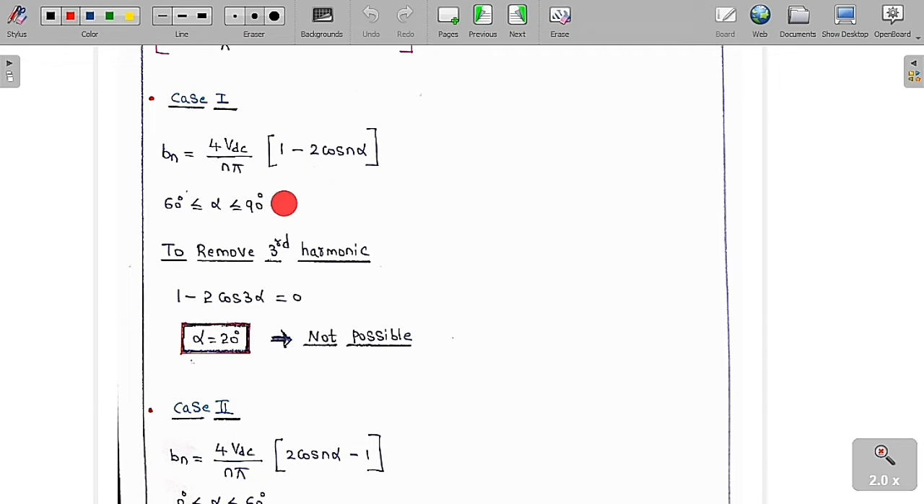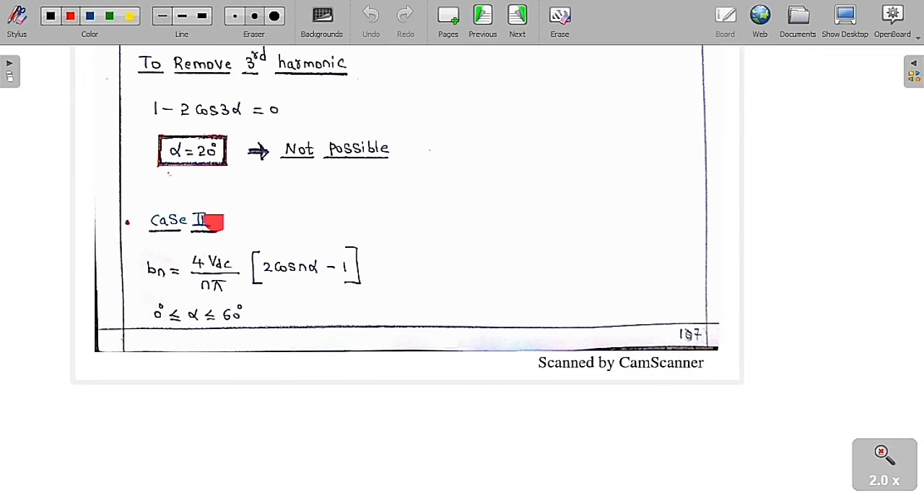As I already told you, in case 1, alpha lies from 60 degrees to 90 degrees. So to remove the third harmonic, what should I do? 1 minus 2 cos 3 alpha is equal to 0. So finally I get alpha equal to 20 degrees. But 20 degrees is not possible because alpha should be 60 to 90. Therefore you cannot remove the third harmonic for case 1. It is always going to be present.